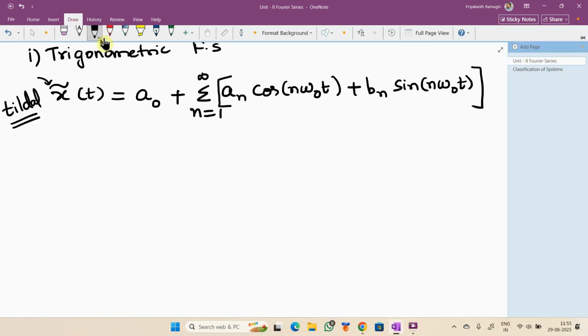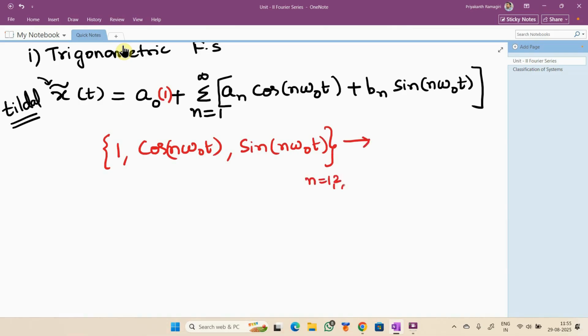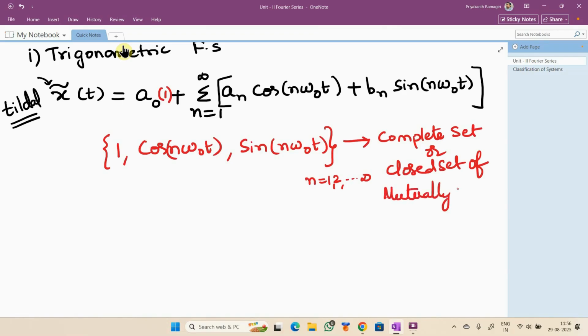And you should also see here there is 1, cos n omega naught t, and sin n omega naught t. What is this set called as? Complete set. Complete set of mutually orthogonal functions. Perfect. So this set is a complete set, or you can also call it a closed set of mutually orthogonal functions or signals.